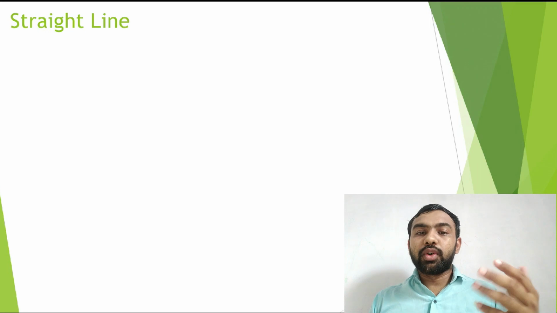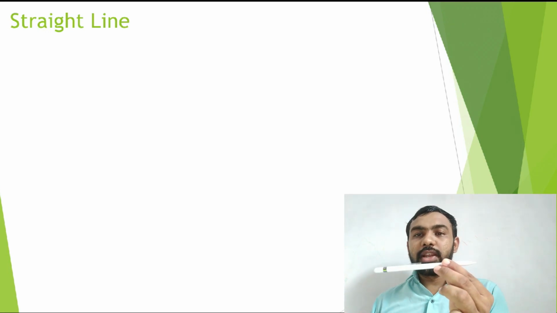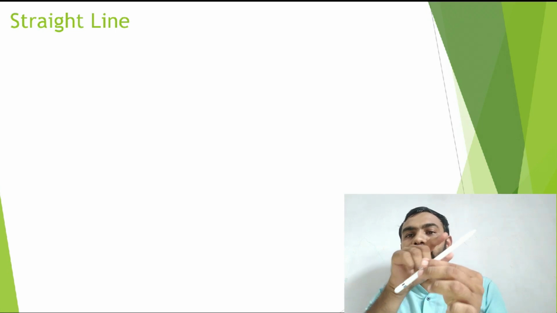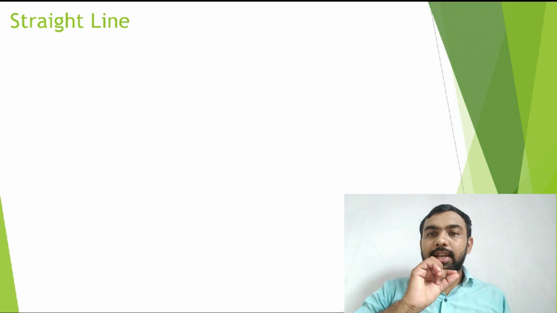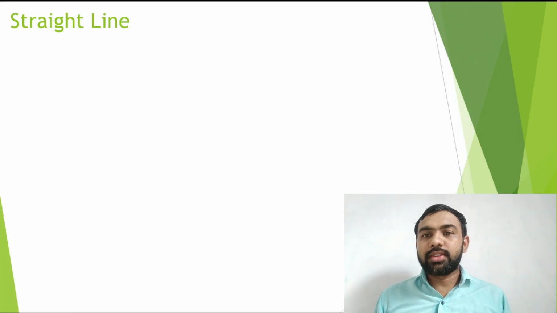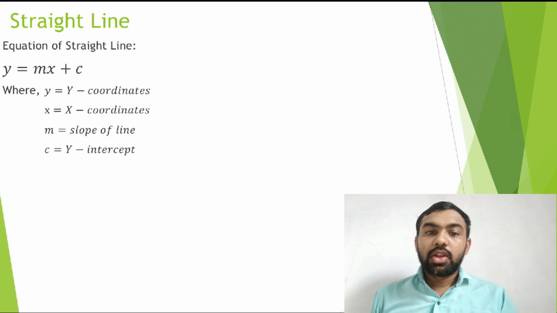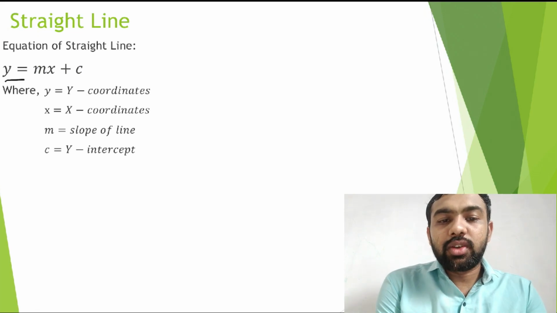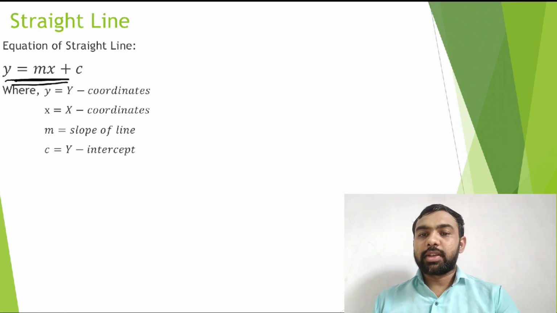So we know what a straight line actually is. Suppose this pen represents a straight line. You just draw it in this way. It is a straight line. A straight line means any line which is exactly straight. We call it a straight line. Then how do we write the equation of a straight line in physics? So the equation is given as y is equal to mx plus c. The straight line equation is given like this: y is equal to mx plus c.